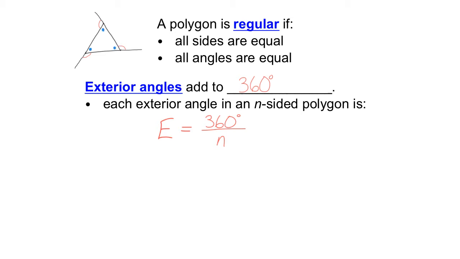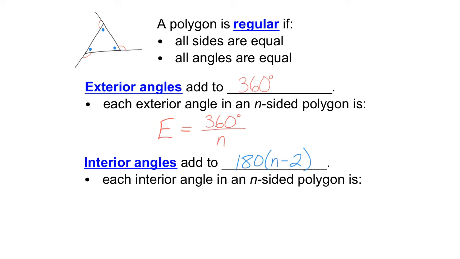And if we're talking about interior angles, well, they all add to our nice formula, 180 times (n minus 2). So if you want to know the measure of one interior angle, you have to take the sum of the angles and divide by the number of angles that you have. So I, our interior angle, is equal to 180 times (n minus 2) divided by n. And we're going to use these two formulas for exterior and interior angles in the following examples.